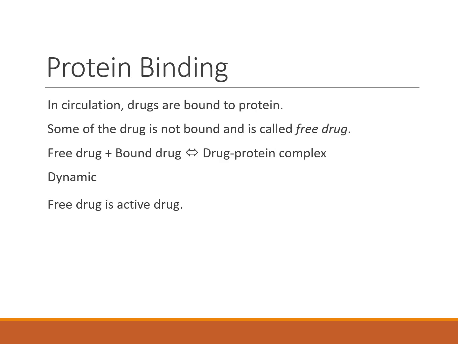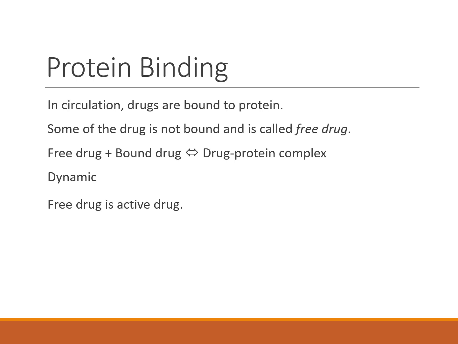In circulation, protein binding is very important. Drugs are bound to protein. Some of the drug is not bound and is called the free drug. So this is the free drug that we were talking about. And free drug plus bound drug equals a drug protein complex. It's very dynamic. Free drug is an active drug. So if the drug is not bound to protein, it can still be very active in the body.